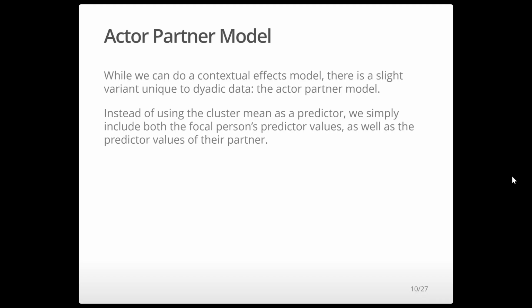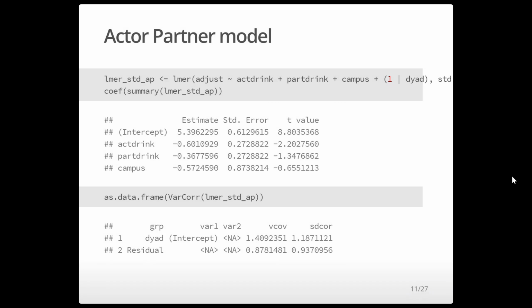But here we only have 2 members of the cluster, so adding the partner's value only adds 1 extra parameter, so it winds up being the same as just adding the contextual effects. And this is called an actor-partner model, and it's also a little bit more interpretable in some ways, in the sense that you wind up using both the actor's predictor and the partner's predictor to predict the actor's outcome. So here's an example of an actor-partner model where you have the actor's drinking level and their roommate's drinking level, as well as campus. And again, pretty standard output, fixed effects, random effects, nothing too new here.